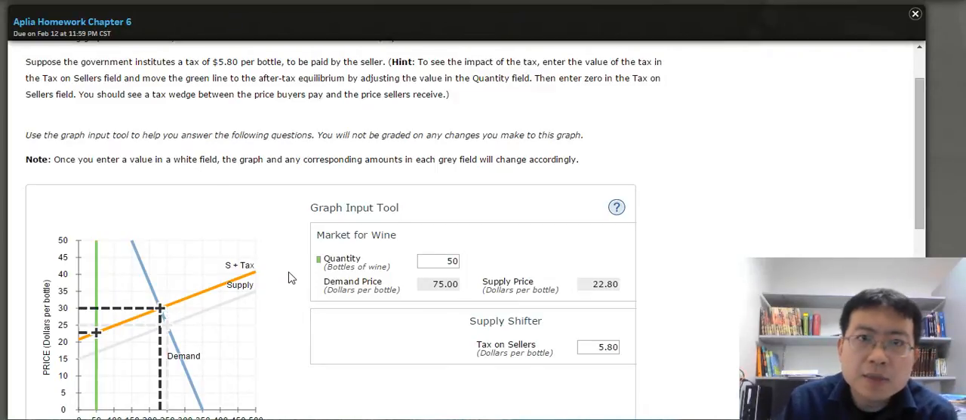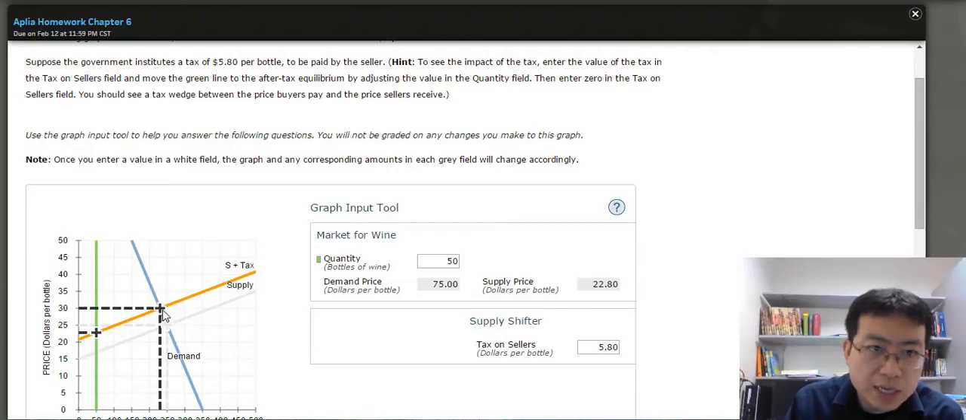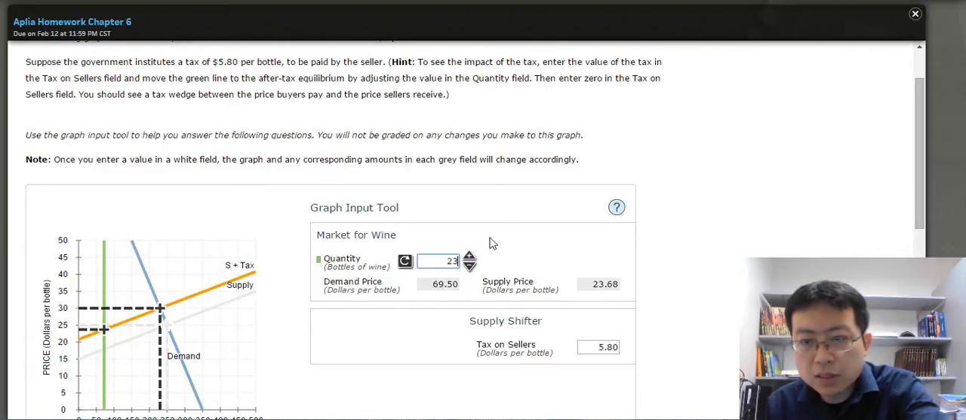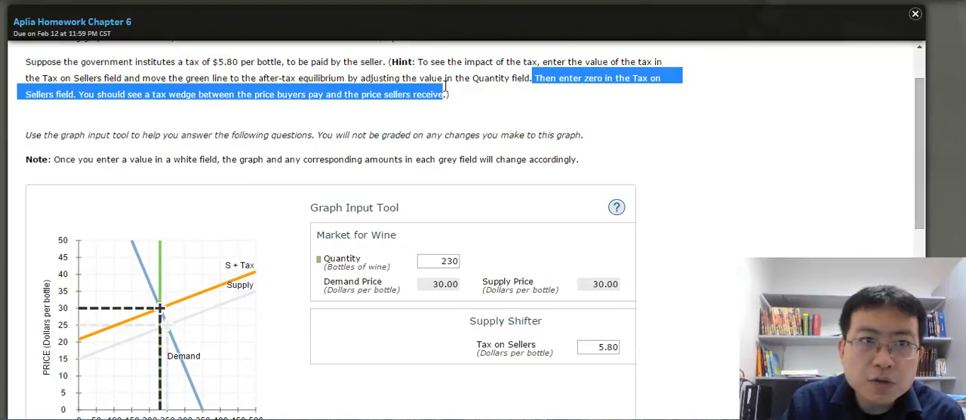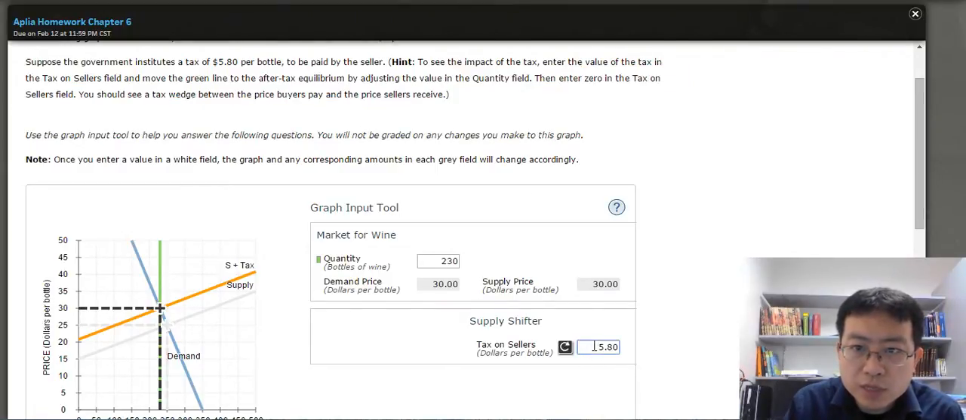Now the next thing we're gonna do, we're gonna move this green line to this new equilibrium. So the green line is right now at 50 quantity. Our quantity at this point, the equilibrium is at 230. So move this one all the way to 230. There. Okay. And then next, enter zero in the tax on seller field. You should see a tax wedge between the price the buyer pays and the price seller receive. So next, I'm going to put zero over here.